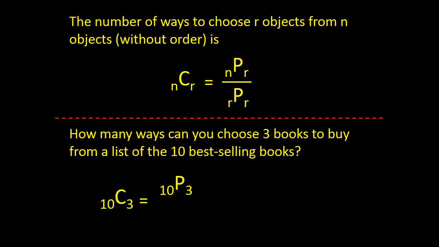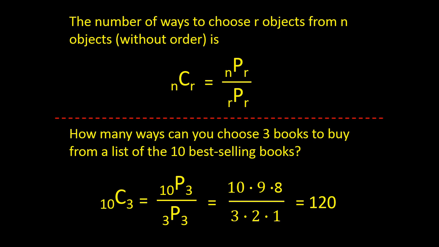Well, if order did matter, that would be a permutation of 10 choose 3, choosing 3 books out of 10. But order doesn't matter. That means we need to divide by all of the repetitions we have when we choose those objects with order. And since we're choosing 3 books, the number of repetitions is a permutation of 3 choose 3. If we expand those permutations and then simplify, we have 120 ways.